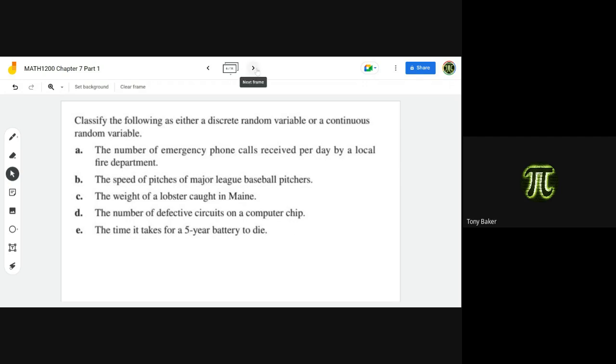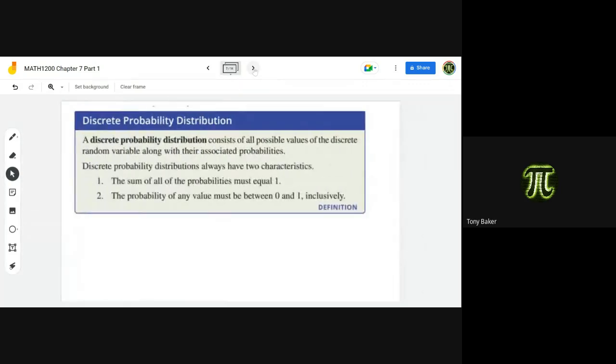All right. I think we got the concept of what discrete and continuous are. Now, the rest of chapter 7 is only talking about discrete variables. We will talk about continuous when we get to chapter 8.